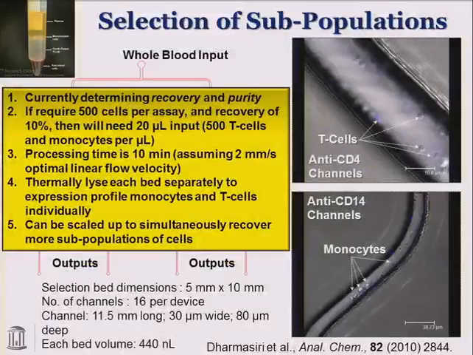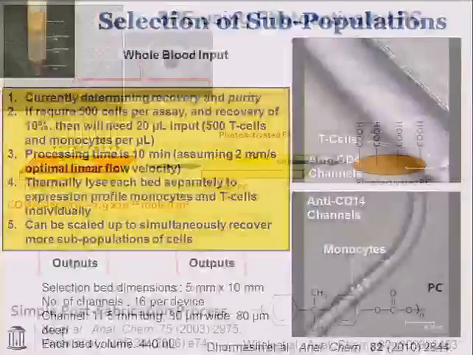So with a 20 microliter input, and we assume that we're measuring this now, we assume we only get a 10% collection efficiency, then 500 T cells and monocytes per microliter are required to make that measurement. And I'll have some interesting things to say about that at the back end.